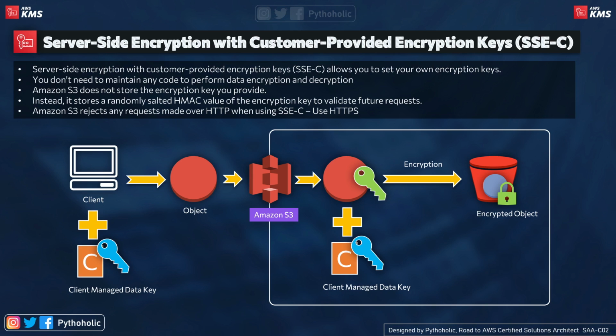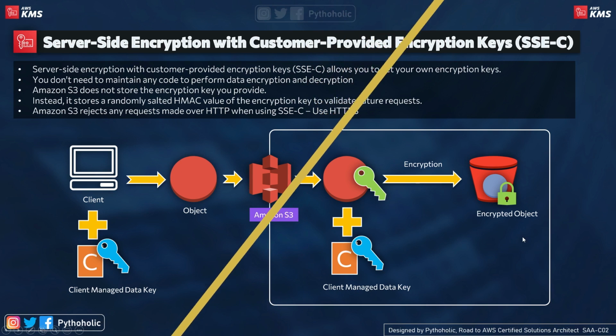If you aren't sure about HMAC, you need to remember that HMAC, or hash message authentication code, is a computed signature which you might send along with the data or a portion of the data, and this will help you to authenticate that the data has not been altered or replaced. So if you see here, we have the client and it has the client managed data key, and we send it along with the object, and it basically encrypts it and stores it as a part of the encrypted object.